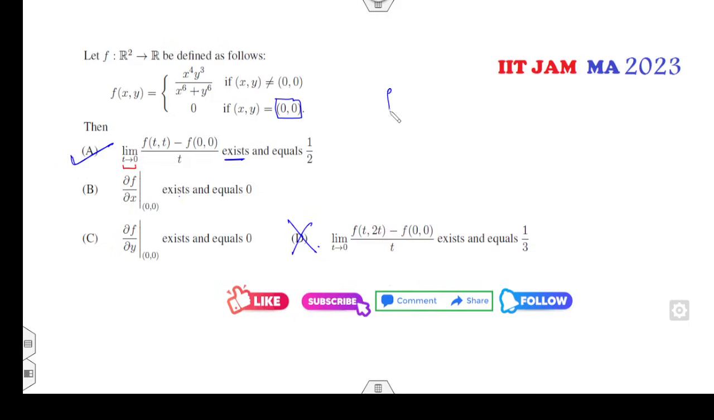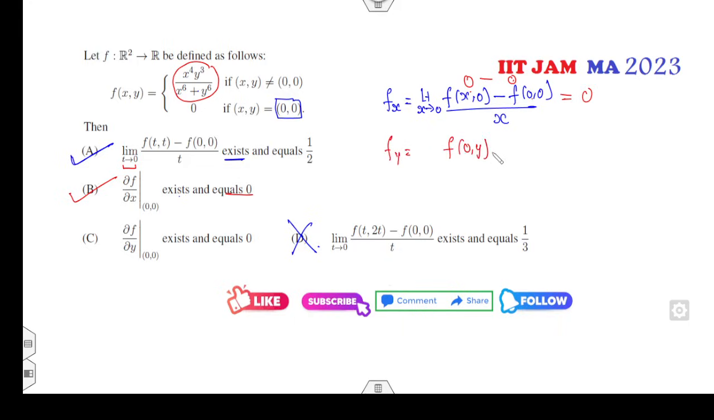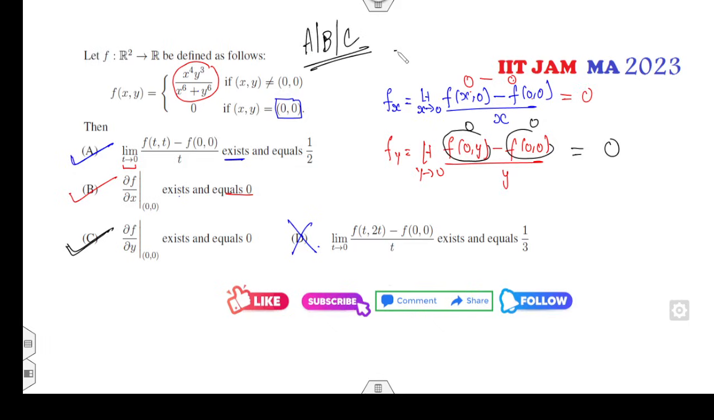Now the partial derivative with respect to x. Limit x approaches 0 of f of x, 0 minus f of 0, 0 divided by x. Whenever x is 0, what is the answer of f of x, 0? It is 0, so the answer will be 0. The first answer is correct. Partial derivative with respect to y: f of 0, y minus f of 0, 0 divided by y. So what is the answer of the first part? The first part will be 0. The second part is also 0. The answer is 0. So the limit is 0, which is the correct answer. So A, B and C are the right answers.